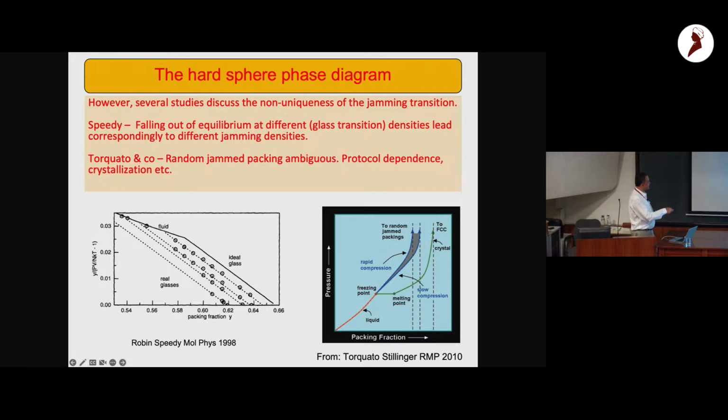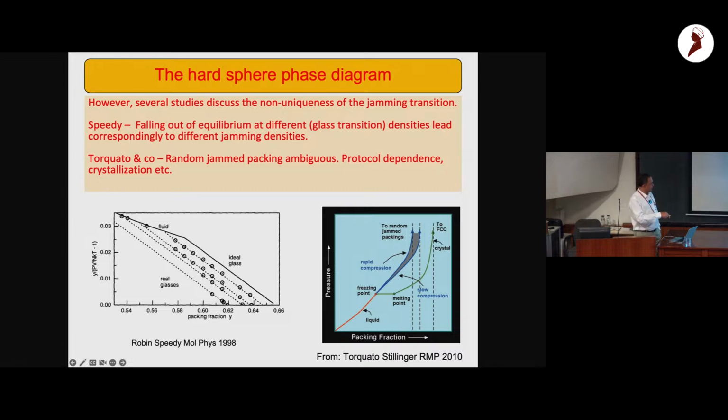So you can imagine that the reason you deviate from the fluid branch and go into the glass branch is because you fell out of equilibrium. So what controls that? Yeah, you could say it's the preparation, but there are different ways of talking about it.